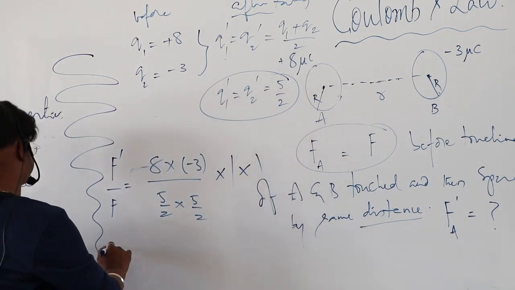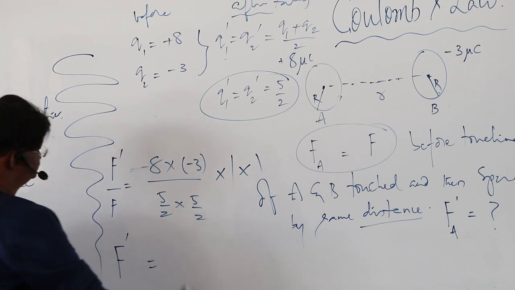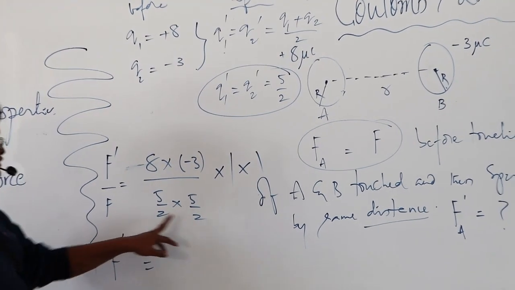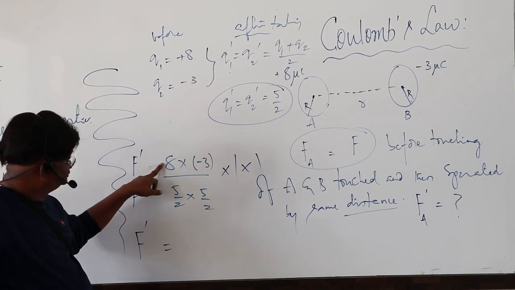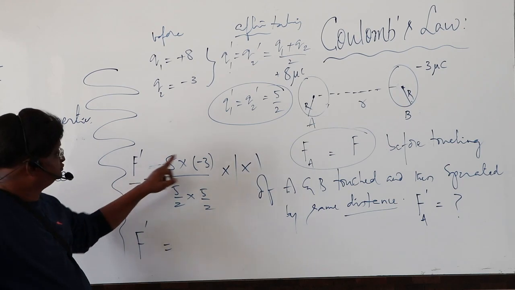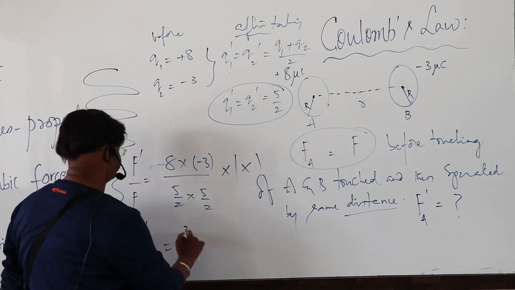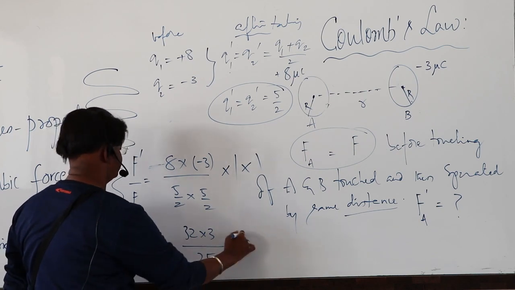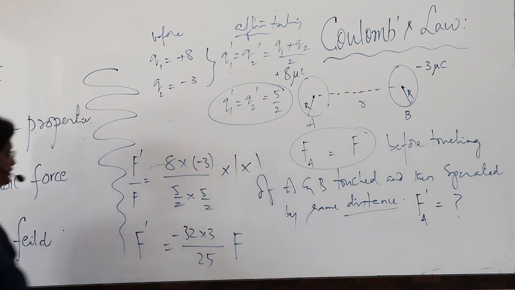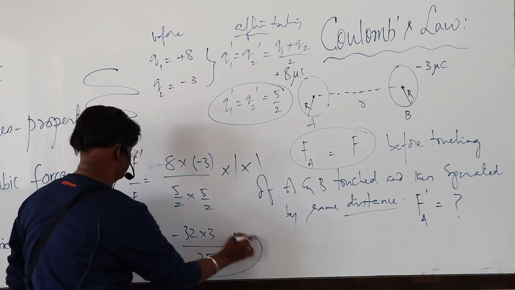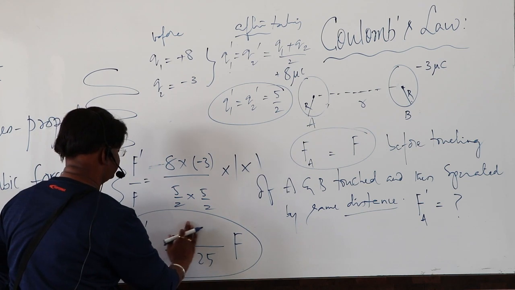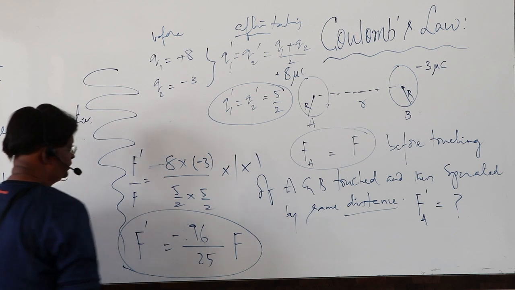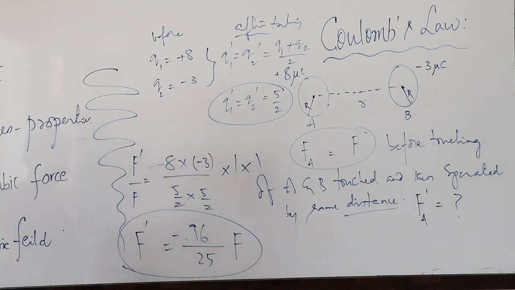Therefore, what is the new answer? What is that new force F dash you see here? This is 4 8s, 32. So this is 32 into 3 by 25 times F. Of course, we will get this as a negative sign. So it turns out to be 96 by 25 F.